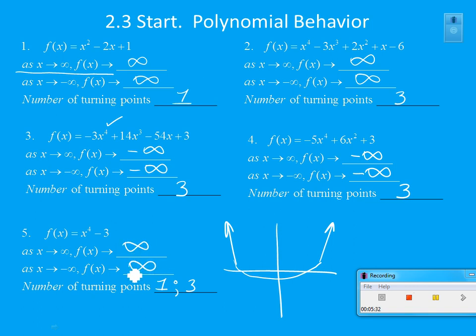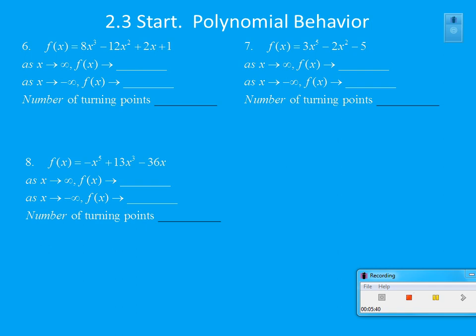So my 1 through 5, I just took care of what happens if it's an even power. On my 6, 7, and 8, I'm going to take care of if it's an odd power. So hopefully this makes sense to you. Sounds familiar. On number 6, I got 8x cubed minus 12x squared plus 2x plus 1. The only thing that really matters on the end behavior is the lead coefficient and the highest power.